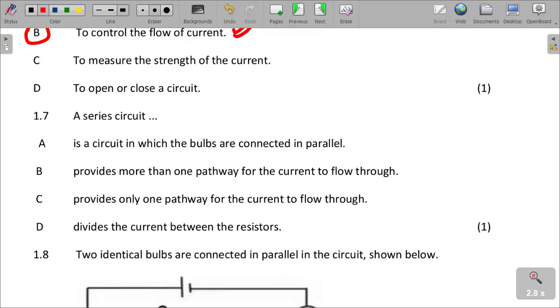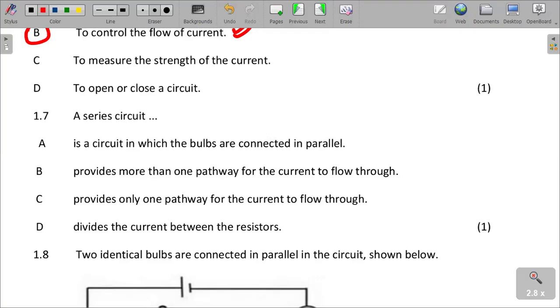And then a series circuit. I also want you to refer to the channel, where when you look at the types of circuits, we have a series and a parallel circuit, which have their own characteristics, advantages and disadvantages that you can also find on the channel.